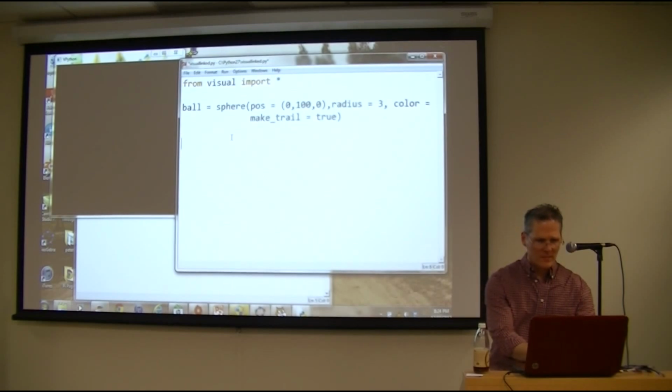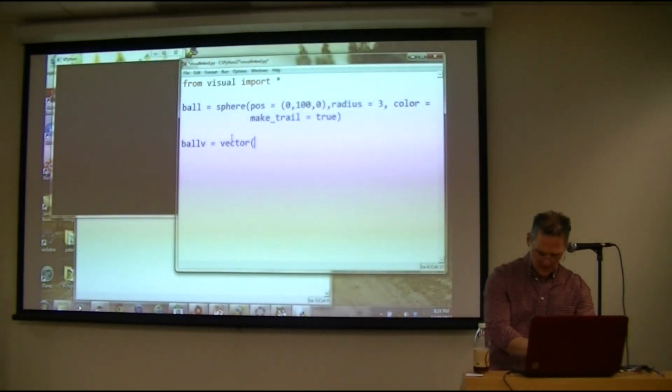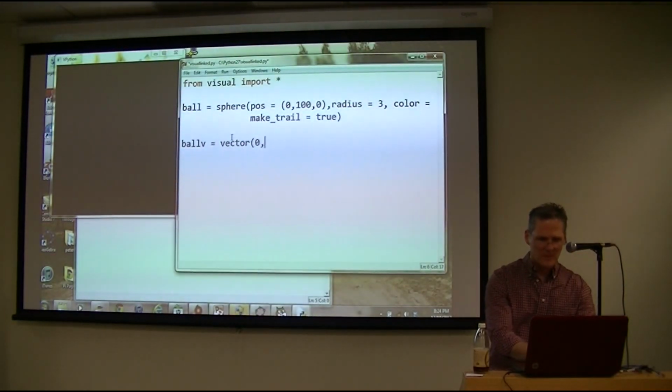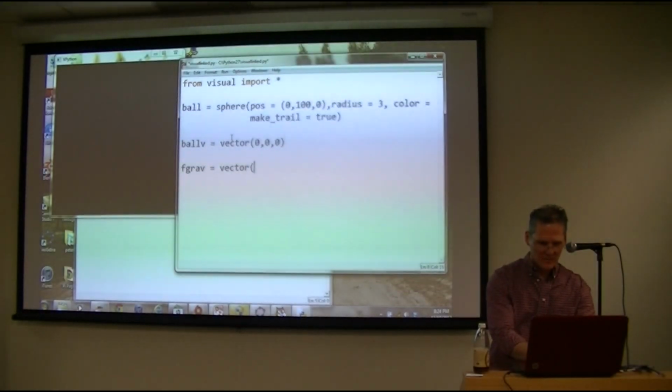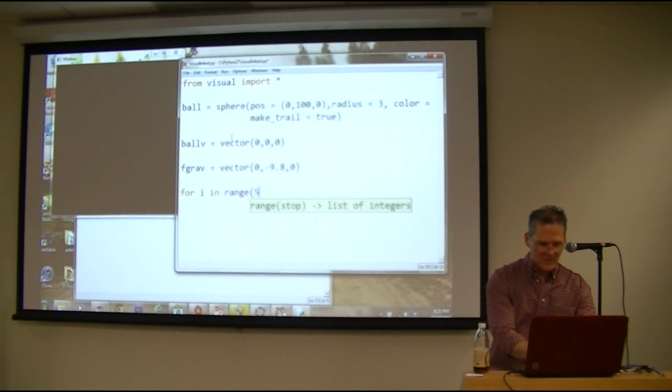And we'll give it a velocity. This is going to be a vector. Nothing in the x direction, we're just going to make it drop. Actually, no initial velocity. And then the force of gravity to be a vector, of course. Nothing in the x direction, and then negative 9.8 in the y direction. Nothing in the z direction. We'll do this 50 times or so.